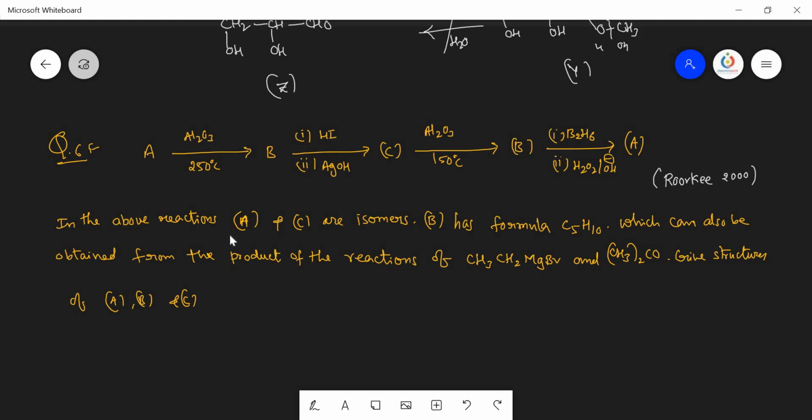So in this question, in the above reaction scheme, A and C are isomers. So the A compound and C compound are isomers. B has the formula C5H10. So this formula is given.